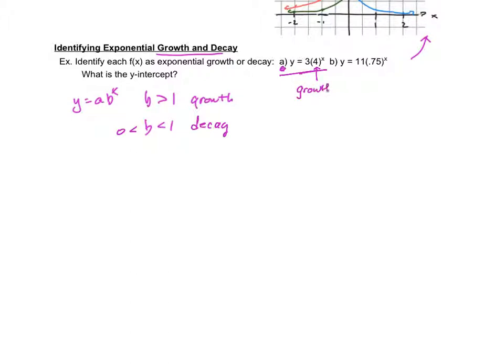And then my next example, it is 0.75, and 0.75 is less than 1, falls in right here, so that would be a decay. And the only thing you need to do to figure out your y-intercept is go ahead and take this function and plug in the value of x at your y-intercept. Well, the y-intercept is 0.